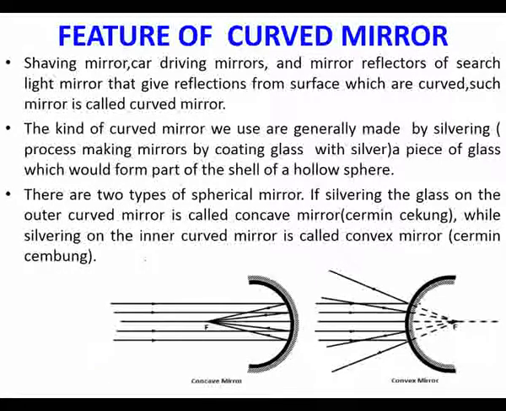As you can see from the left figure below, if silvering the glass on the outer curved mirror, the mirror is called concave mirror. And on the right figure below, as you can see, the silvering of the glass is on the inner curved mirror. The mirror is called convex mirror.